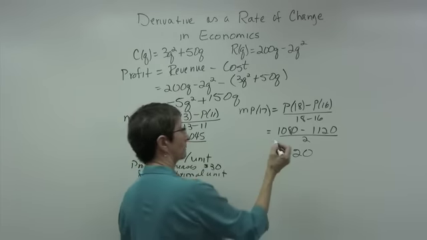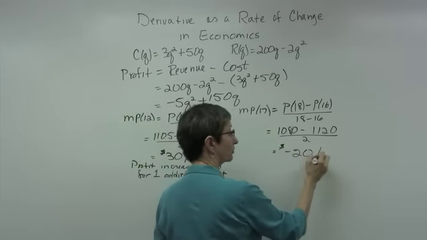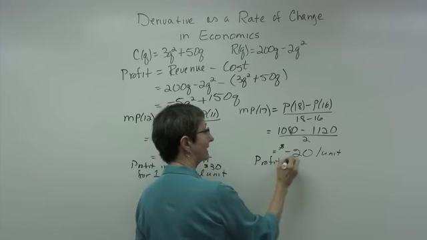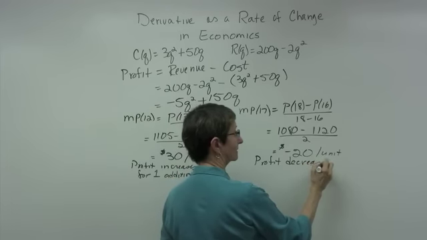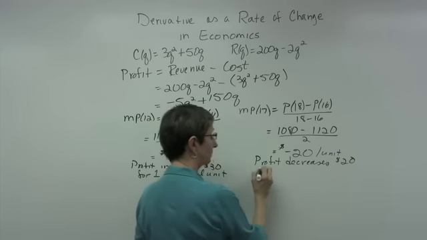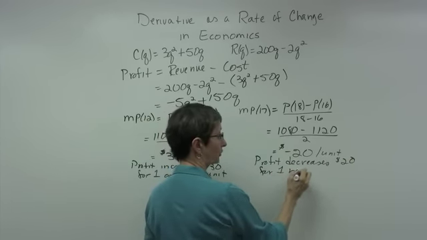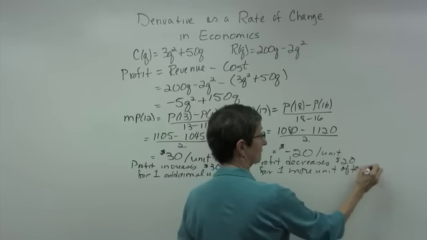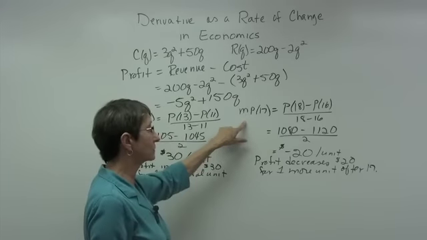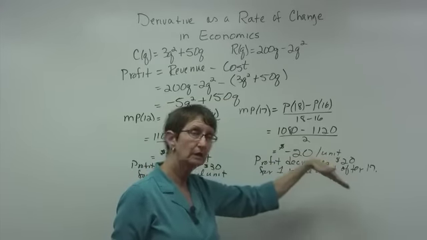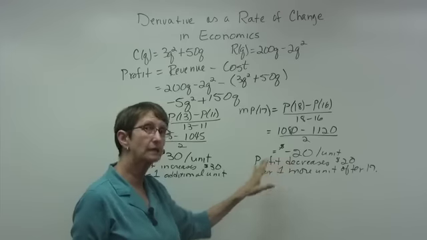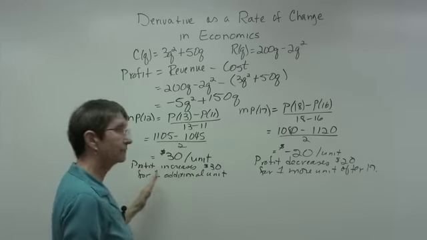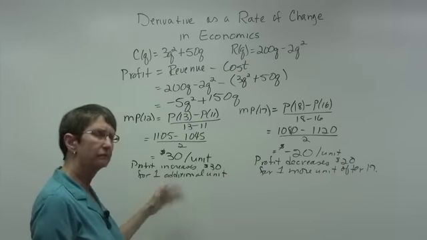Well, what does that mean? Okay, this is still $20 per unit. And so that tells me now that profit decreases $20 for 1 more unit. And this is 1 more unit after 17. So the marginal profit at 17 is going down. It doesn't say profit is negative. This is not a loss. It's just the profit is not as big as it was before. And over here, profit is increasing at 12.